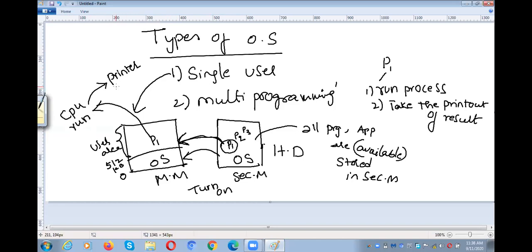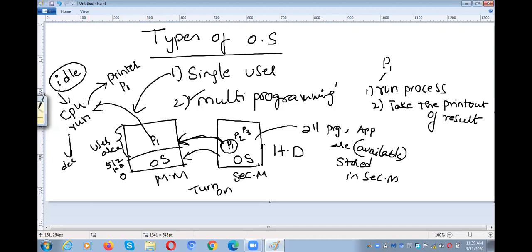Whenever the printer is printing the result of process 1, the CPU is idle at that time. Is it clear? Why? Because after executing the process, there is no work for the CPU. So the CPU is idle, right? When the CPU is idle, the system performance will be decreased. So the CPU idle time needs to be avoided. In order to avoid this problem, we need to go for multi-programming.